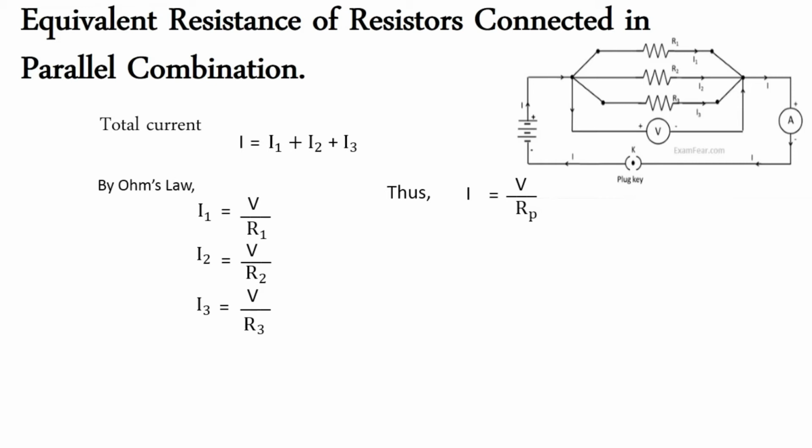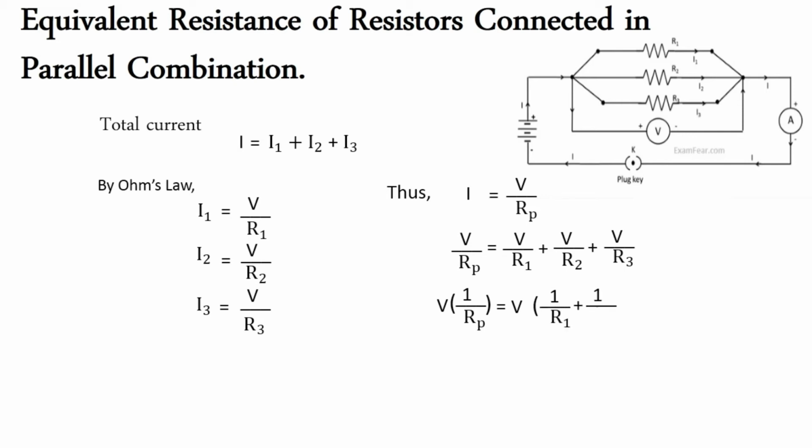Now in this equation we will put the values of I1, I2, I3 and I. So what will come? V upon Rp is equal to V upon R1 plus V upon R2 plus V upon R3. Now what will we take common? V will be common. So V upon Rp is equal to, now taking V common, what is coming here?